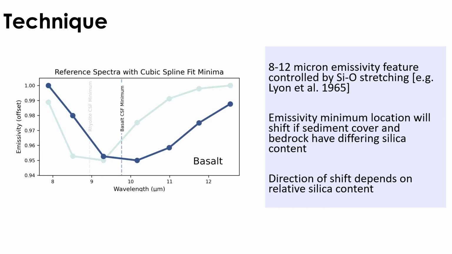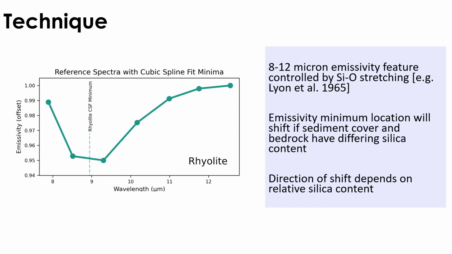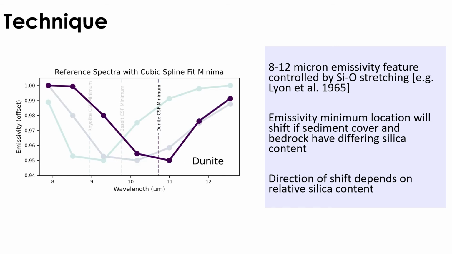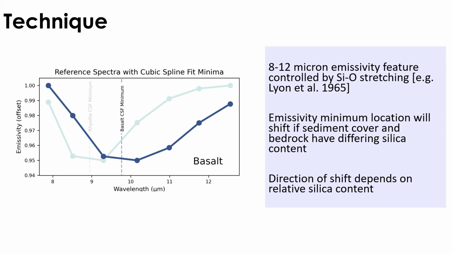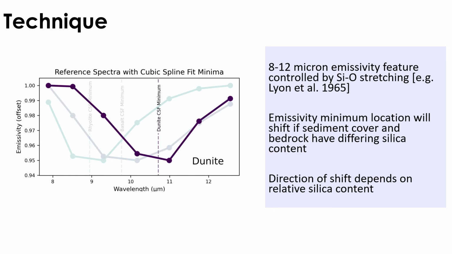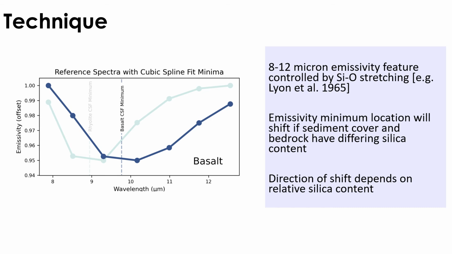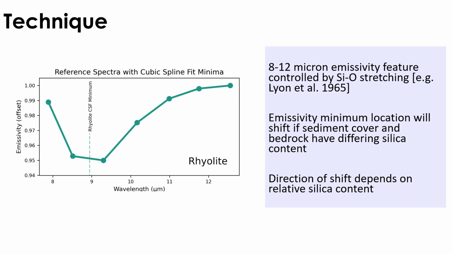Silicate absorption minima in this region are controlled by silica-oxygen stretching. More highly polymerized silicate minerals, such as quartz, will have an absorption minimum at shorter wavelengths. Less highly polymerized silicate minerals, such as olivine, will have an absorption at longer wavelengths. THEMIS does not have the spectral resolution to identify specific silicate minerals. However, we can see changes in bulk silica.